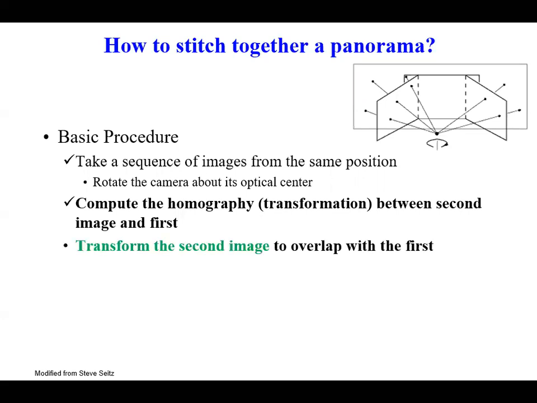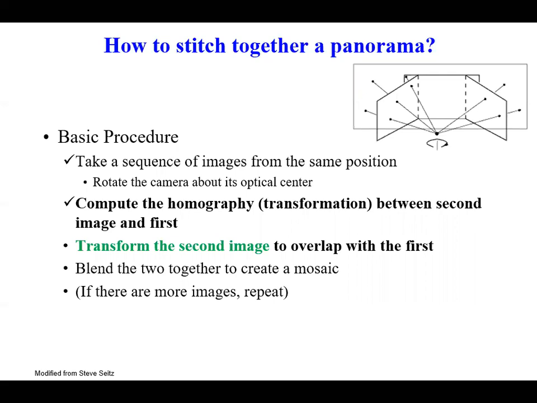Transform. Because I already would like to stitch them together, but with the more information from that particular matrix H. Just do the transformation. Transform the second image to overlap with the first, or take the first to overlap with the second. It doesn't matter. It's just a blend of the two together to create a mosaic or a panorama. If there is more images, just repeat the same things. Get the H, transform, blend, and so on and so forth.